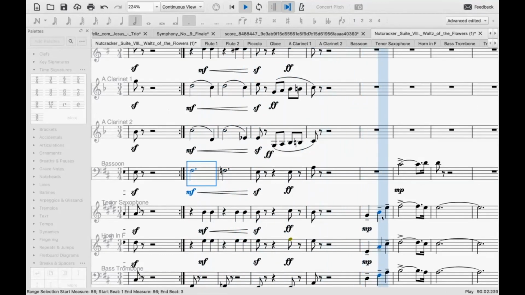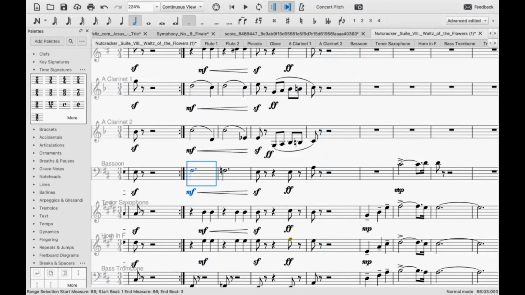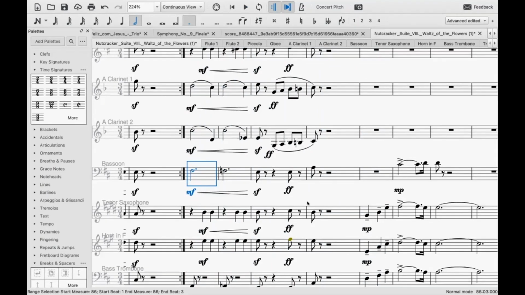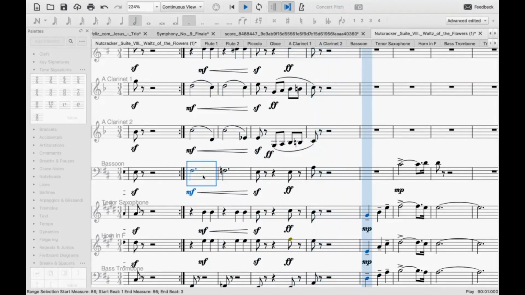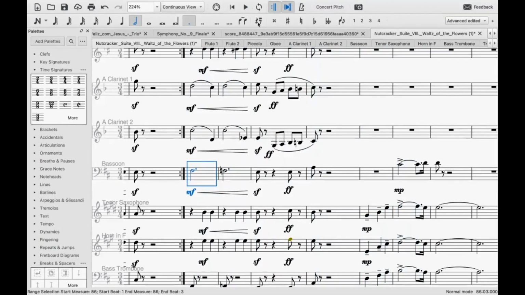So when we get to this region, it gets very smooth. So here is very, very forte, and then here is mezzo piano. Let's listen to this again. See, very smooth. So it's a dynamic marking.